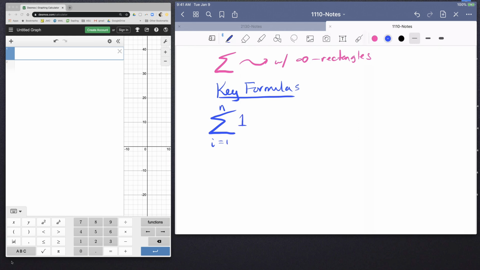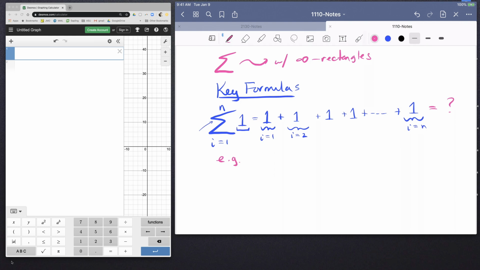What this means, for example, is 1 plus... when i is equal to 1, you get 1. The sigma notation, this notation right here, sigma means sum. You put a plus sign, and then when i is equal to 2, you put a copy of 1, and then when i goes to 3, you get a 1, plus i goes to 4, you get a 1, and you keep going until you get to i is equal to n. The question is, what does that add up to?